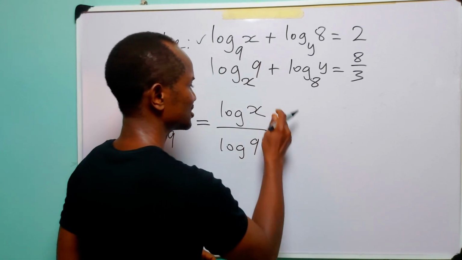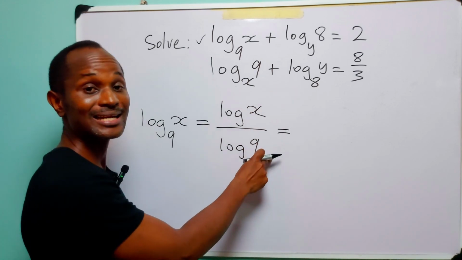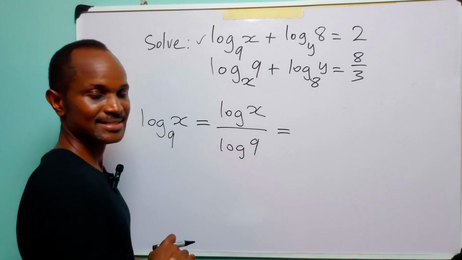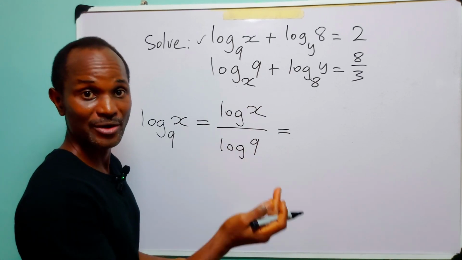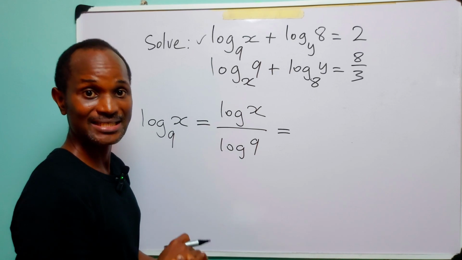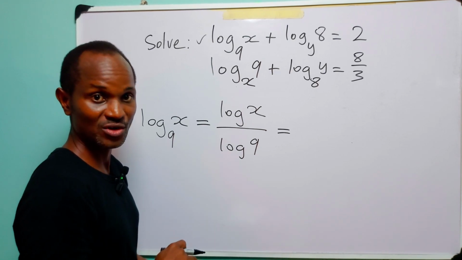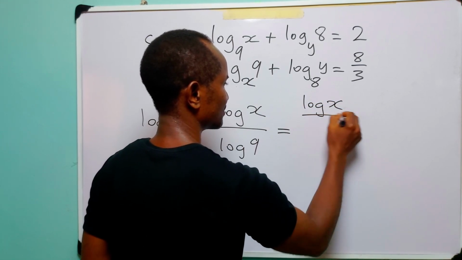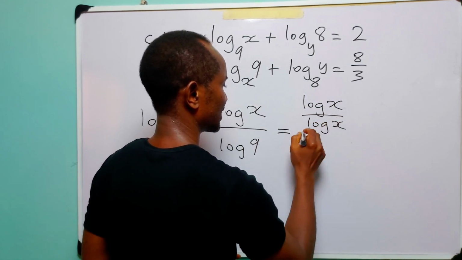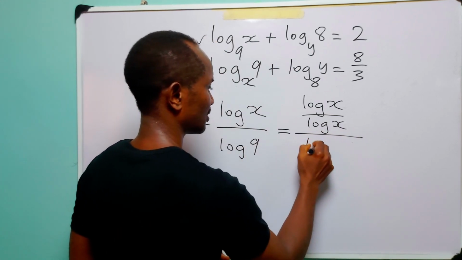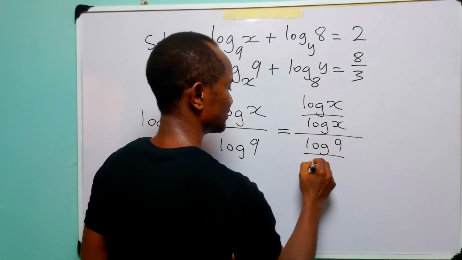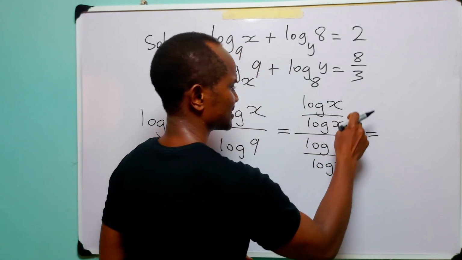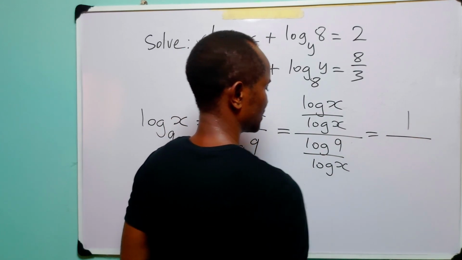Now, the next thing we do is to divide both the numerator and the denominator of this fraction by the same quantity, which is log₁₀x. Because you know that when we divide the numerator and the denominator of a fraction by the same quantity, we haven't changed that fraction in any way. So we have log₁₀x divided by log₁₀x over log₁₀9 divided by log₁₀x. Now log₁₀x divided by log₁₀x is 1.